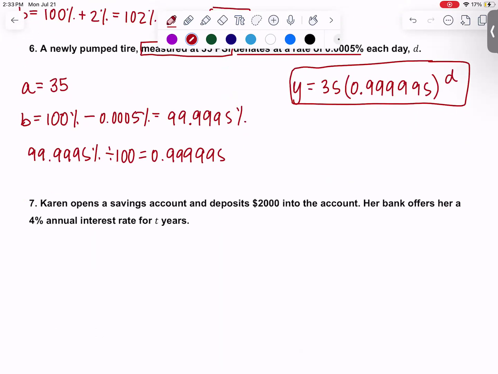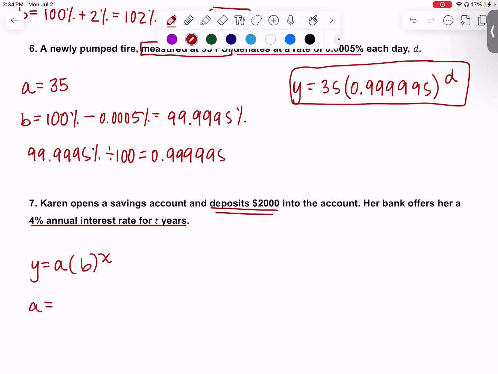Finally, Karen opens a savings account and deposits $2,000 into the account. Her bank offers her a 4% annual interest for T years. Underline that. Here, if y equals a times b to the power of x, we're using this formula because it's a percent, or it's increasing, so we can use an exponential formula.